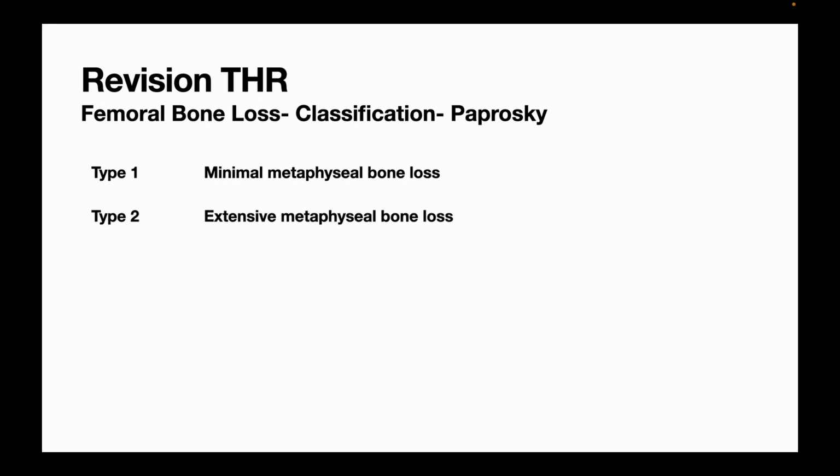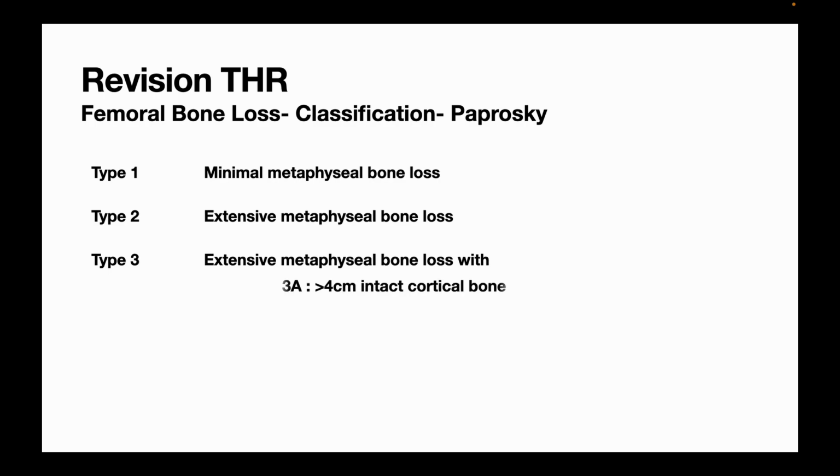Paprosky classification for femoral bone deficiency is based on the location of the bone loss, like in metaphysis and diaphysis, residual proximal femoral bone stock, and mechanical stability offered by the isthmus. In type 1, there is minimal metaphyseal bone loss. In type 2, there is more extensive metaphyseal bone loss. In type 3, in addition to type 2, there is a deficiency in cortical bone as well.